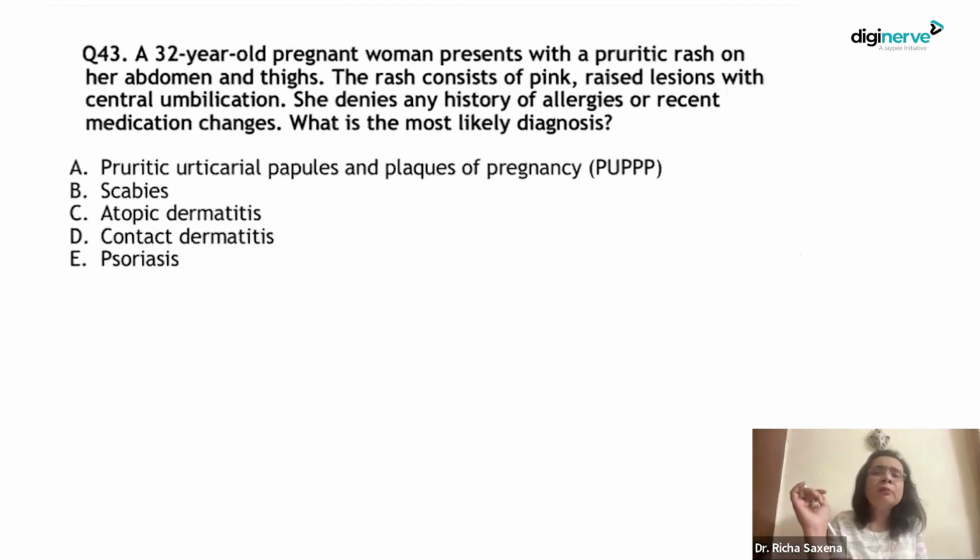It is a relatively benign condition, nothing to really worry about if the woman has PUPPP, because it will most likely resolve postnatally or at the end of pregnancy. And the etiology is unknown. Probably it is related to the stretching of skin. Okay, so remember this much for PUPPP.